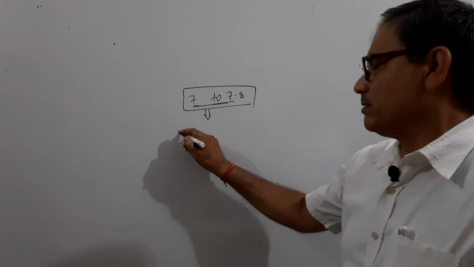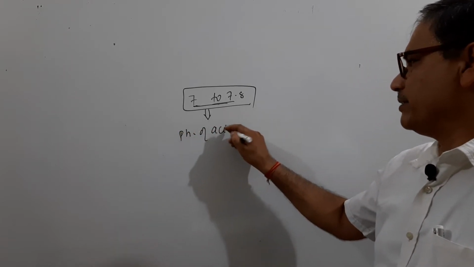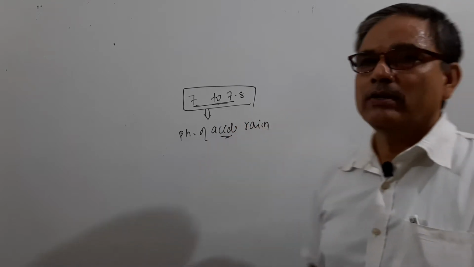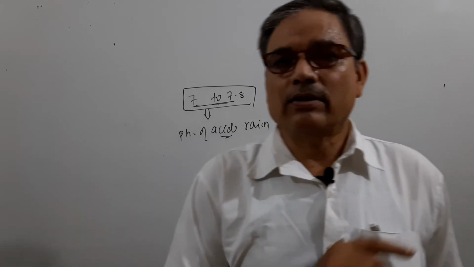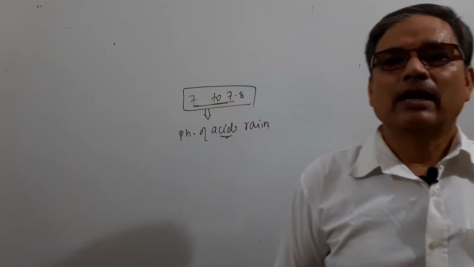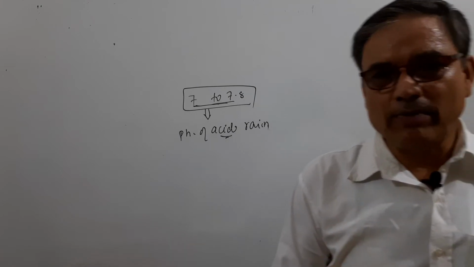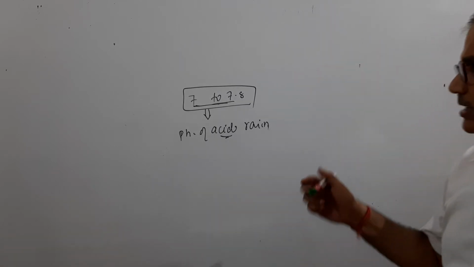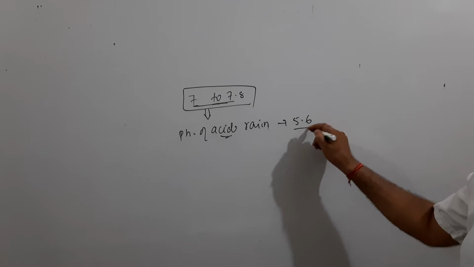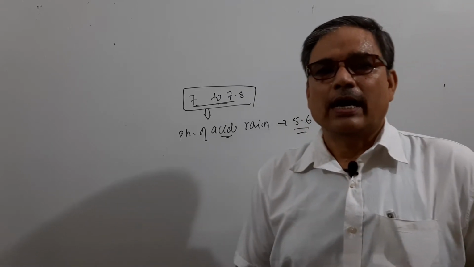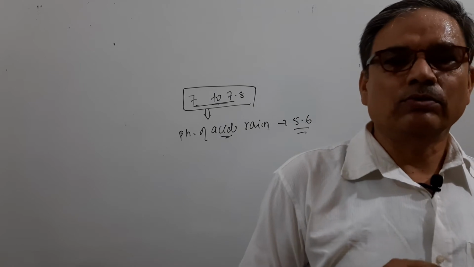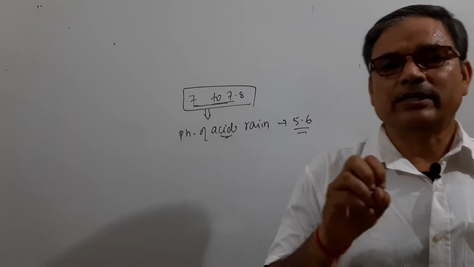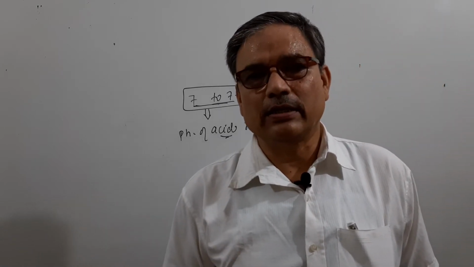And now the pH of acid rain. You know acid rain. Some acid gases like SO2 and NO2, if they mix with the rain, then they form acid rain. The pH of this acid rain is equal to 5.6 or less. When acid gases like NO2 and SO2 mix with rainwater, the rainwater becomes acidic in nature. That is known as acid rain.